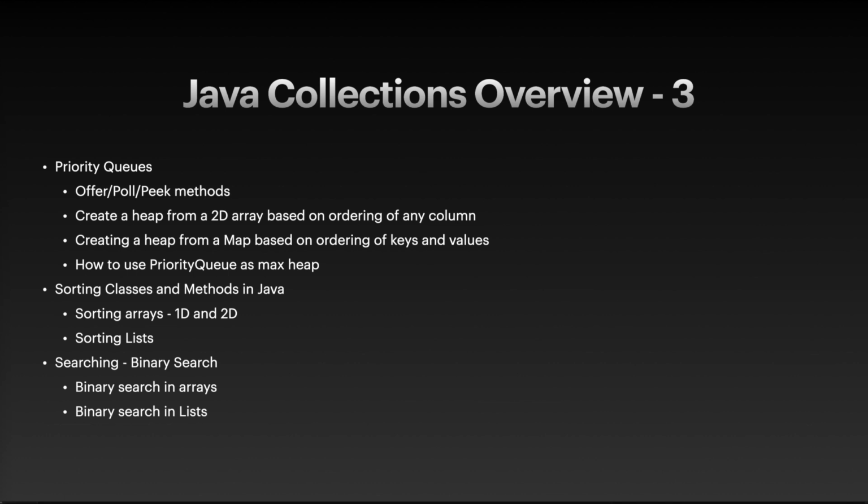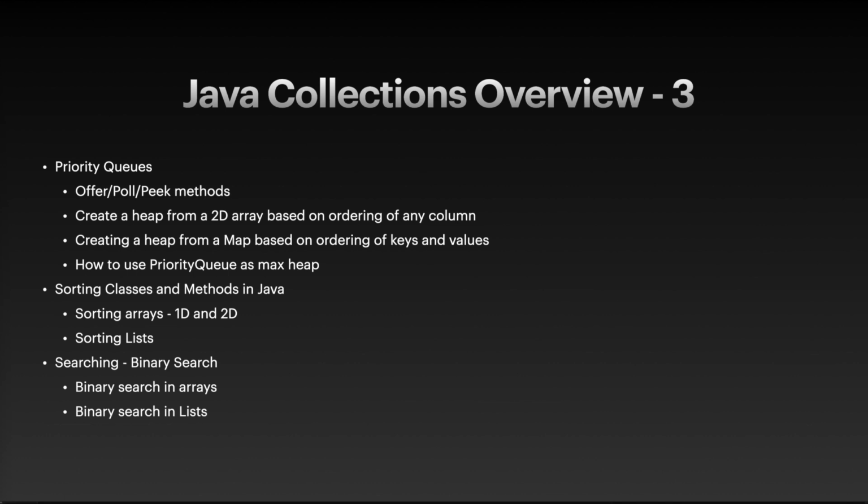But in this video, we will talk about what the common methods of a priority queue are in Java, and some of the common scenarios that we can encounter in a Leetcode problem. For example, creating a priority queue for an array of m cross n, where we might need to sort it on the basis of a column value. So how can we do that? Creating a priority queue from a map based on the key values. And how can we use a priority queue as a max heap? Things like that.